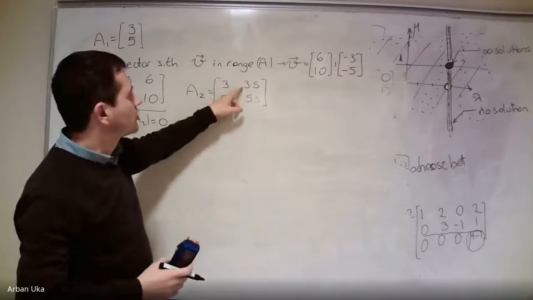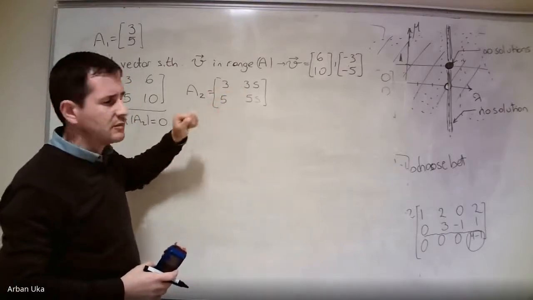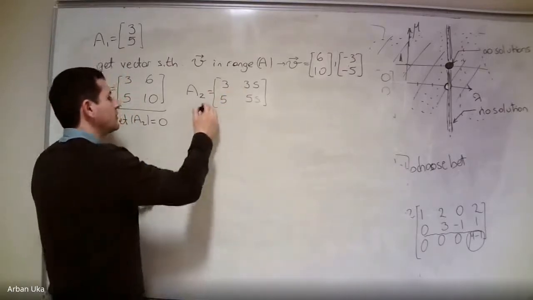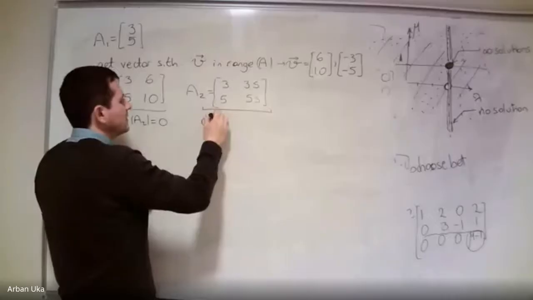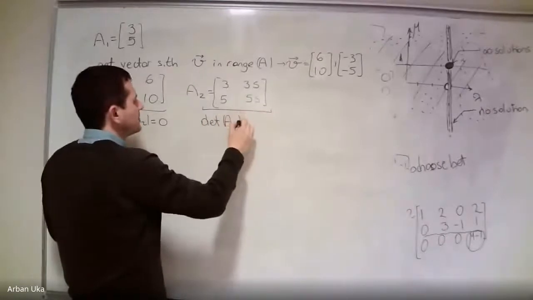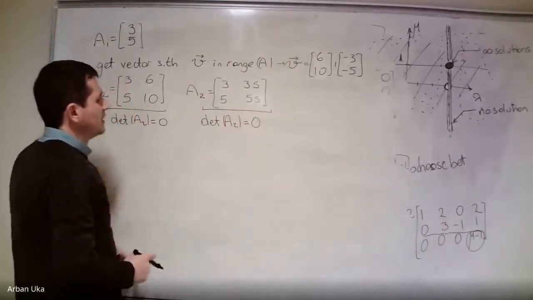We could also write here minus 3, minus 5. But let's keep it general. So what is the determinant of A2 now? It's 0 again. So the determinant of A2 is equal to 0.